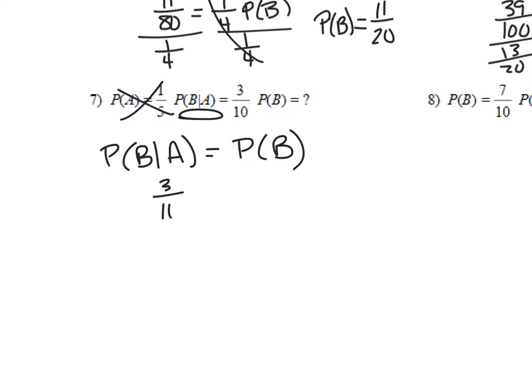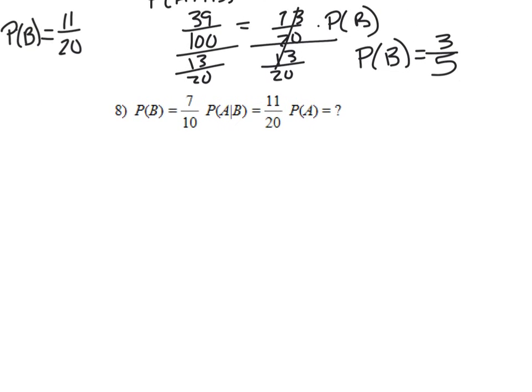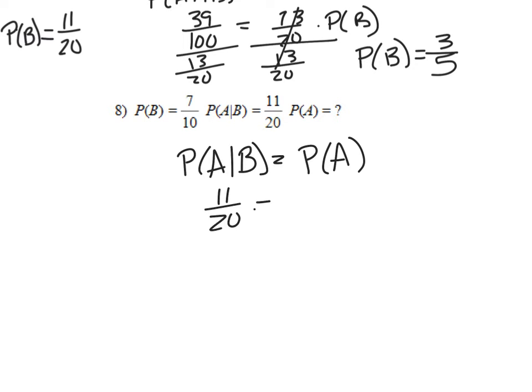So 3 out of 10 is probability of A. So that is the probability of B. When they're independent, it doesn't matter if it rained or if it didn't, kind of thing. So again, probability of A given B should be equal to the probability of the first one. So probability of A given B is 11 out of 20. So the probability of A is 11 out of 20. Fantastic.